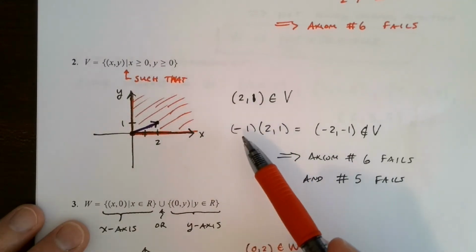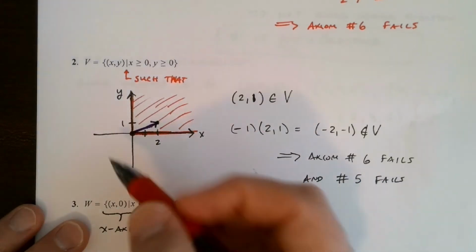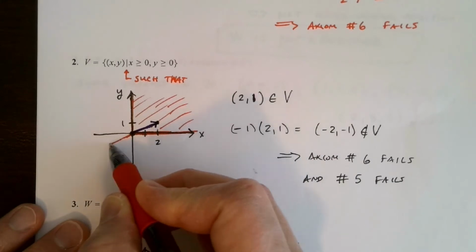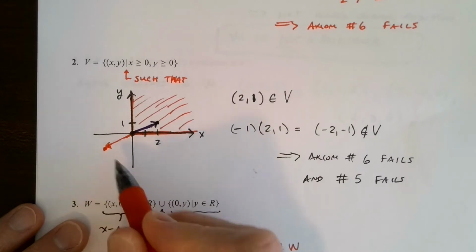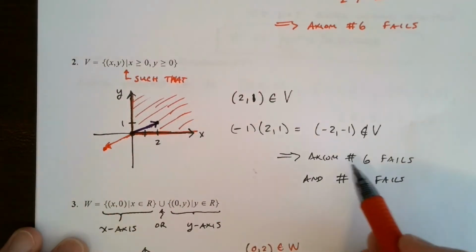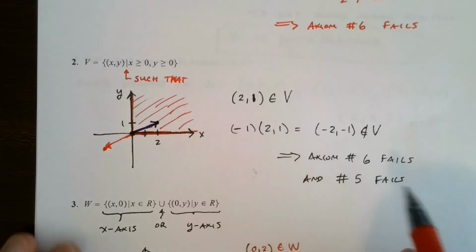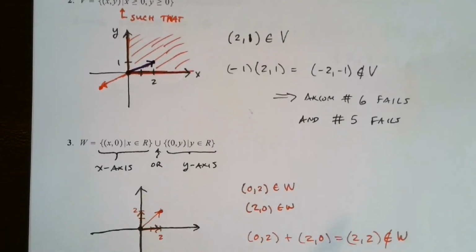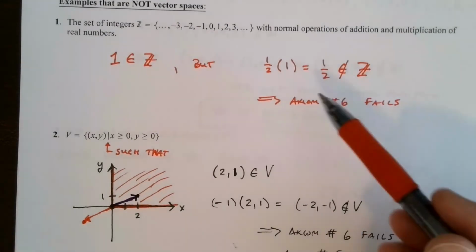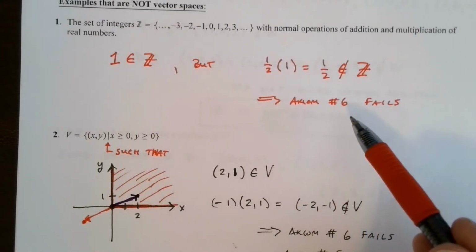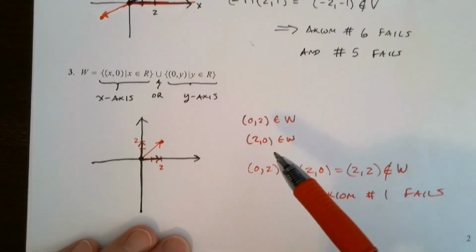But if I scalar multiply by -1, I get this vector, right? Which would be actually pointing down here, right? And that is not in the set B. And so axiom number 6 again fails, but also axiom number 5. And those are the only axioms that fail. By the way, in this example up here for integers, that's the only axiom that fails, actually. So again, you've got 10 axioms, all 10 have to be true.